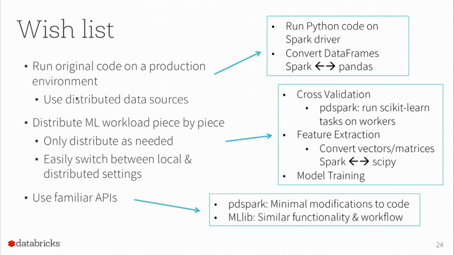So the final element in our wish list was using familiar APIs. And there, with a Spark package for Scikit-Learn integration, our main idea is to minimize modifications that the user needs to make to code. And with respect to MLlib, trying to have similar functionality and workflows as in other tools like Scikit-Learn.